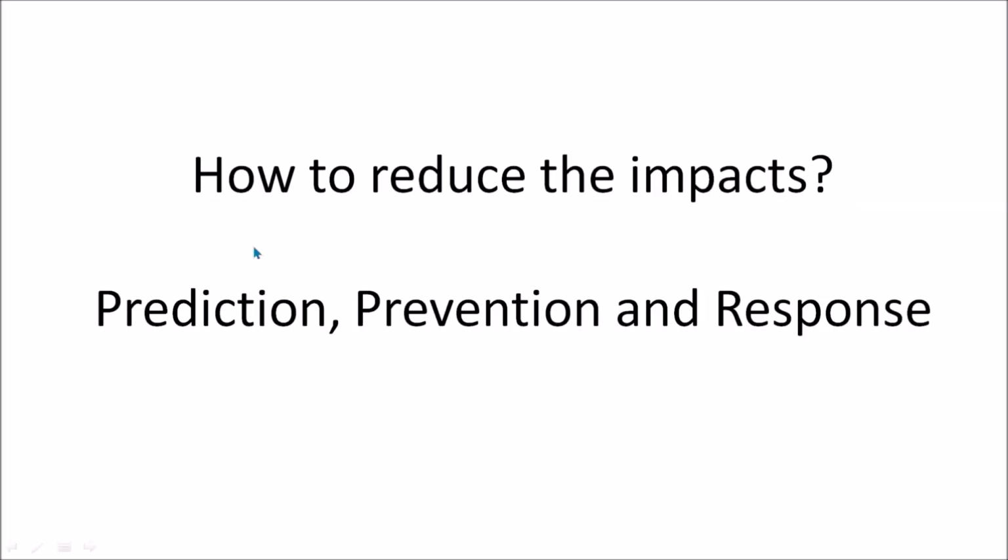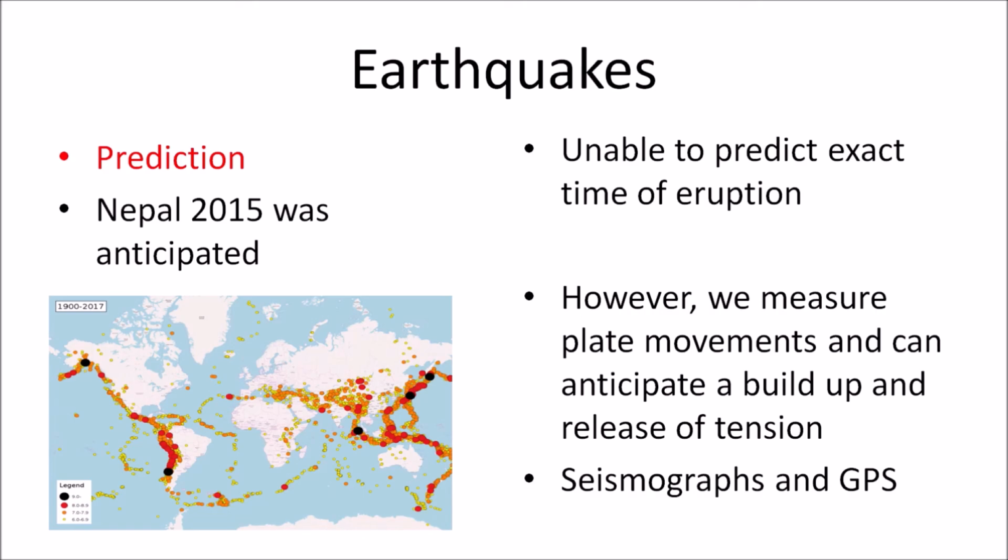How to reduce the impacts of these natural disasters? There's three main ways: we can predict, we can prevent, and we can respond. So looking at earthquakes first, how can we predict an earthquake? Well, actually we can't. We're not able to predict the exact time that an earthquake might strike. However, even if you're looking down at this map, we can monitor earthquakes, we can measure magnitudes, we can understand that tectonic plates are moving in a certain direction, so we can anticipate that there could be big eruptions coming.